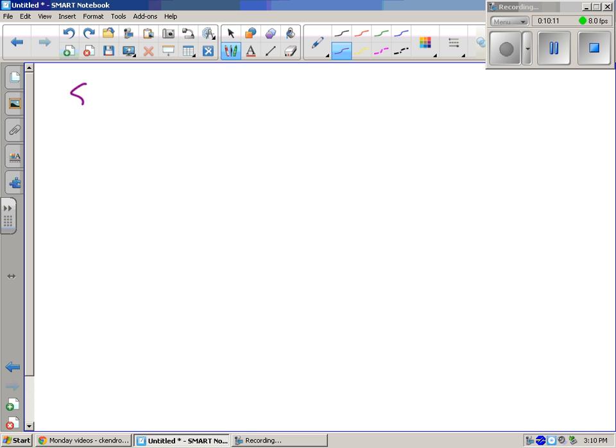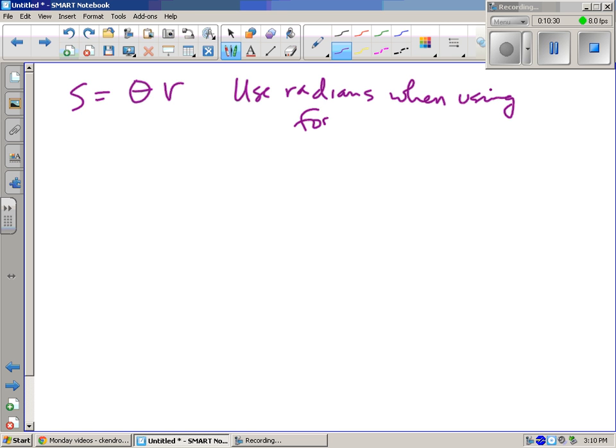So if I use my SOAR formula, now the thing about formulas is you have to use radians when using formulas. Okay, degrees don't work in formulas. You can multiply degrees by numbers, but if it's an actual formula, you may not use degrees. They don't work. They're not regular numbers. Radians are regular numbers.